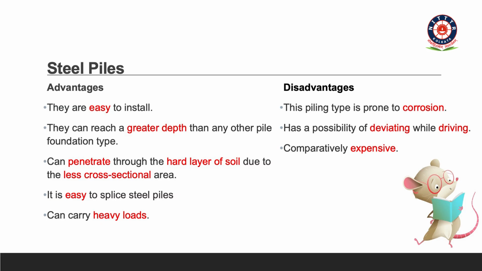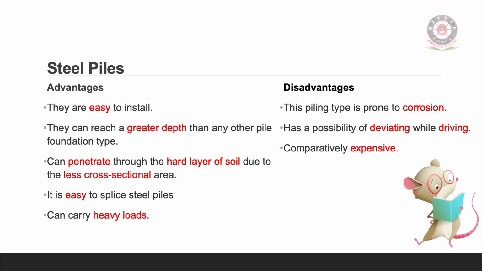Now what are the disadvantages? See, when steel is there, definitely corrosion will take place, and there is also a possibility of deviation while driving. In piling, maintaining verticality is very challenging. If you are not maintaining verticality of the bore hole, then definitely deviation will take place. So you should ensure this when you are driving the pile, and also comparatively, it is very expensive. Thank you.